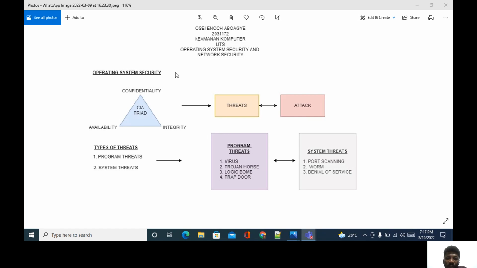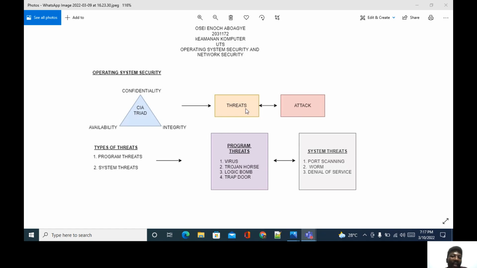Okay, so let's move on. You can see here we have threat and attack, and they are the two violations that can attack the operating system, I mean, to prevent confidentiality, integrity, and availability. Okay, so we will concentrate on the threat.